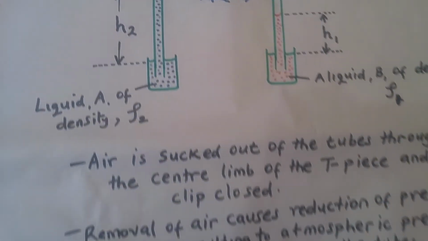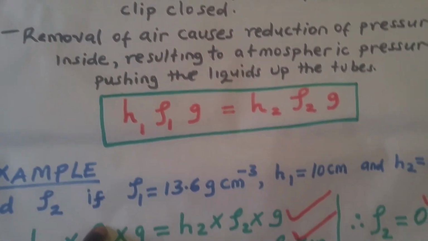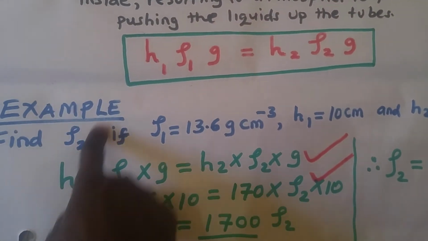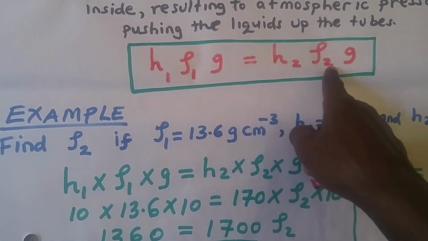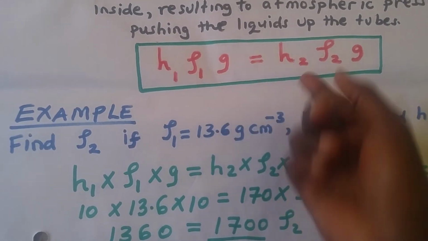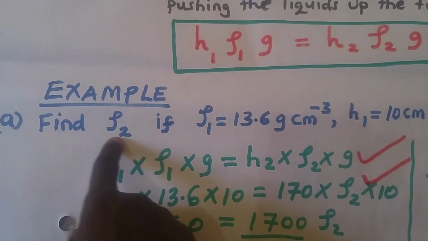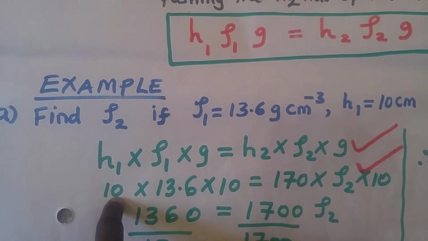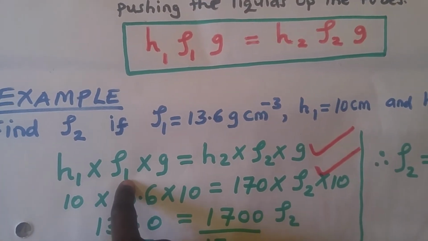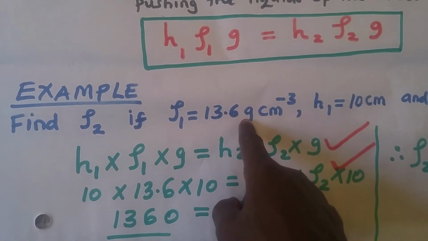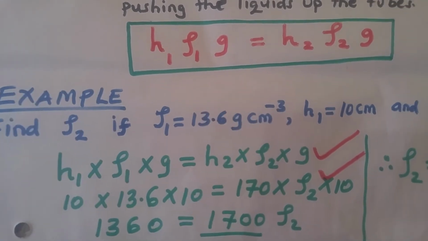So what does that mean? It means the heights can change, you see. The heights can change from H1 to H2. The densities can change from density 1 to density 2, but acceleration due to gravity remains what? The same. So using our formula there, since the examiner wants us to find density 2, we shall say H1, which was it? H1 is what? 10 times density 1. Density 1 is what? 13.6 times acceleration due to gravity they have not given us.